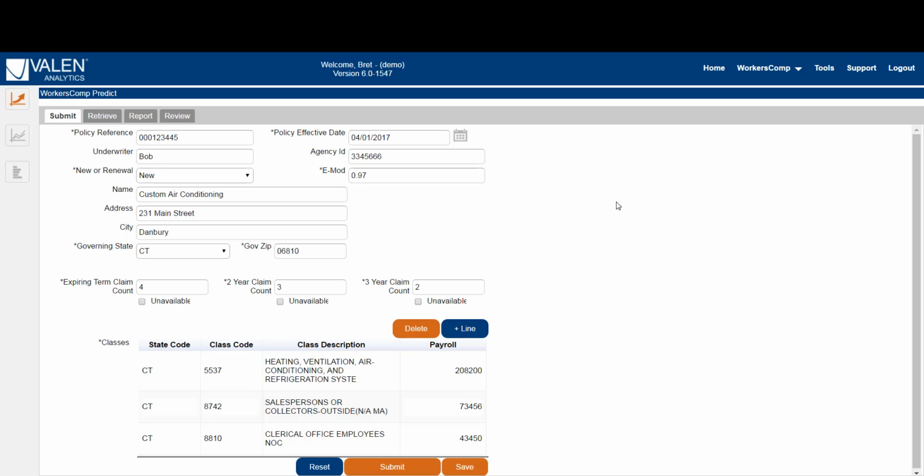We've got some basic demographic information, the who, the where, the EMOD, the expiring term claim counts, and the exposure by payroll class by state. Now I'll submit and get the report.